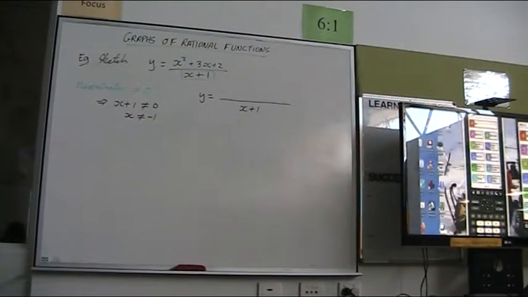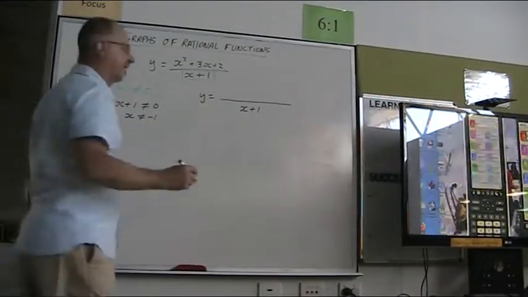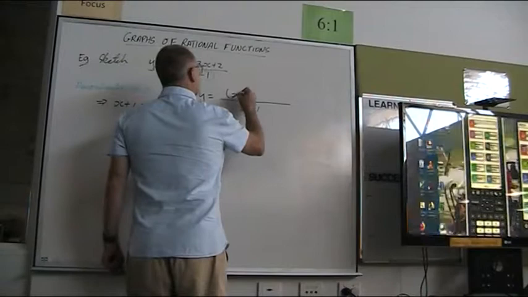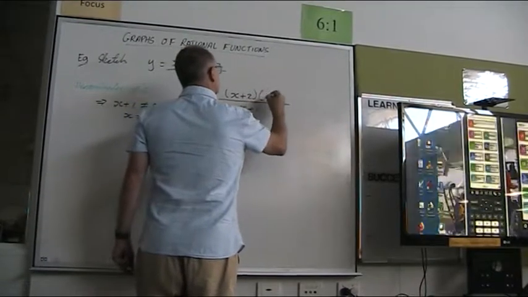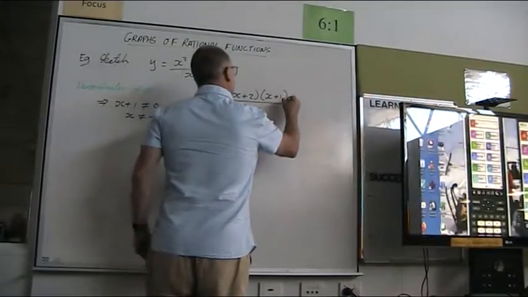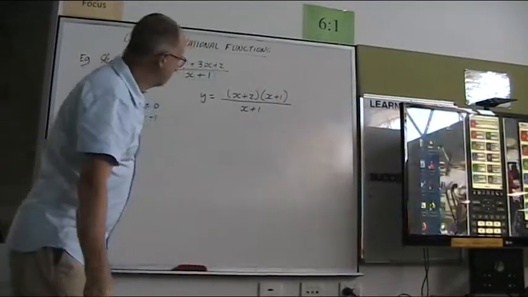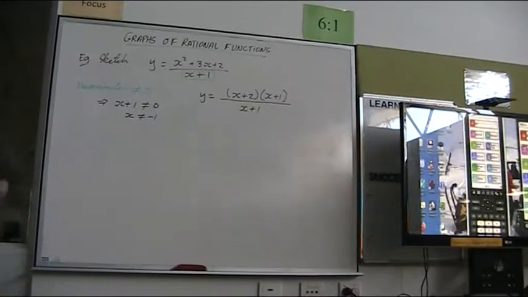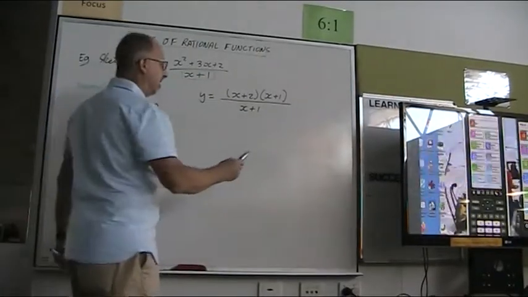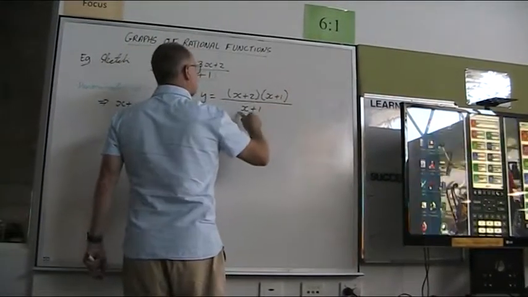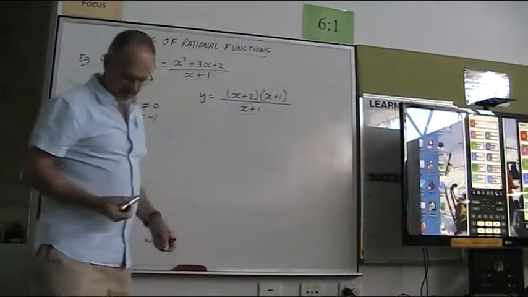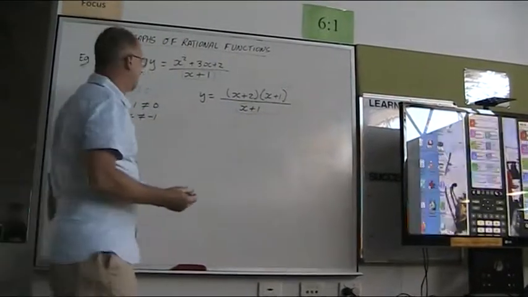So two numbers that multiply to give us 2 and add to give us 3: 2 and 1. All right, now what do we notice? We notice that we've got x plus 1 on the top and on the bottom, and so they could cancel.